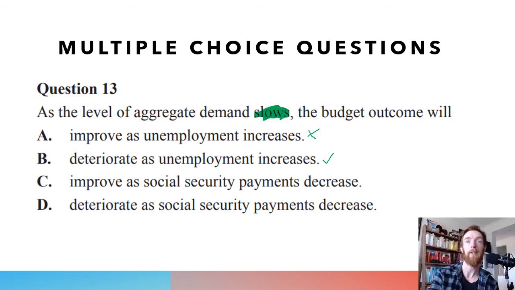C, improve as social security payments decrease. Well, we've just said that's not going to happen. They're going to be paying more welfare. And deteriorate as, once again, social security payments decrease. No, they're going to be paying more welfare. Therefore, B is correct.